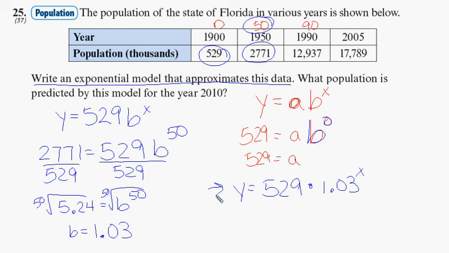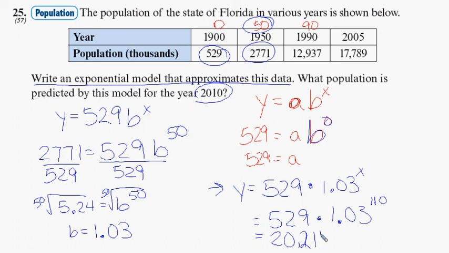Now we can actually answer a question using this model, and it says for the year 2010. So how many years have passed from 1900 to 2010? Well, hopefully you won't have any trouble seeing that that's 110 years. So now we can say 529 times 1.03 to the 110th power. 1.03 is still in your calculator. Raise it to the 110th power, multiply it by 529, you should end up with approximately 214 people, okay?